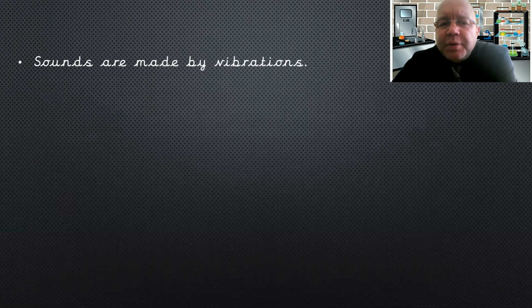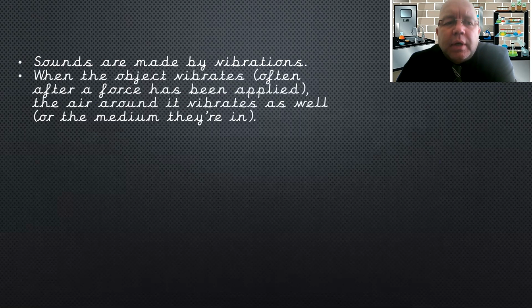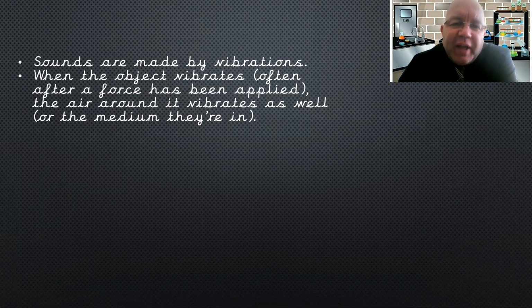Reminder from last time, sounds are made by vibrations. Something shaking. When the object vibrates, and it's usually after a force has been applied, so it's been hit or pushed or twanged or flicked or whatever it is, we've normally applied a force to it. The air around it vibrates as well. So we start with the object itself vibrating, and then the air around it starts to vibrate. We showed that with a little pebble in a pond and the ripples going out as far as the eye can see until they gradually and eventually disappear.